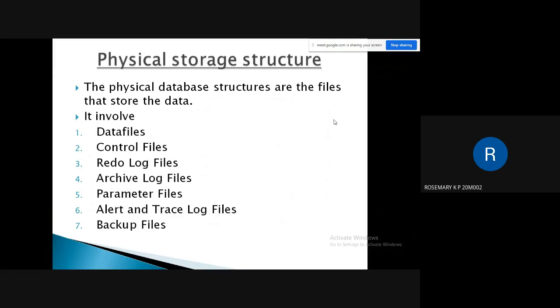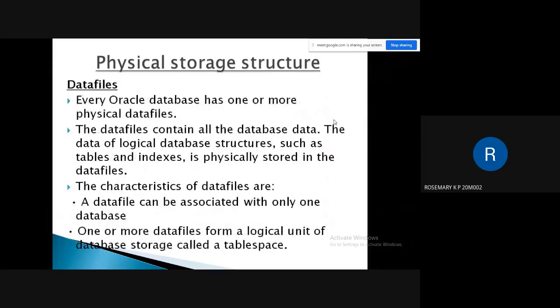First is data files. Every Oracle database has one or more physical data files. The data files contain all the database data, and the data of logical database structures such as tables and indexes is physically stored in the data files. A data file can be associated with only one database, and one or more data files form a logical unit of database storage called a tablespace.